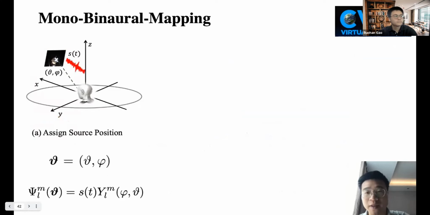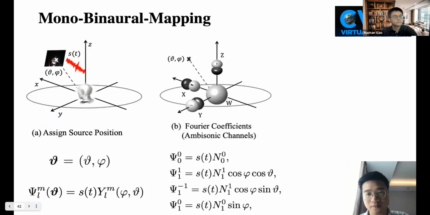Mono-Binaural Mapping is to transfer mono audio to binaural audio. Specifically, the mono source is assigned at a random 3D position, and then, through spherical harmonics decomposition of the source, we take the zero and first order components to form the ambisonics.